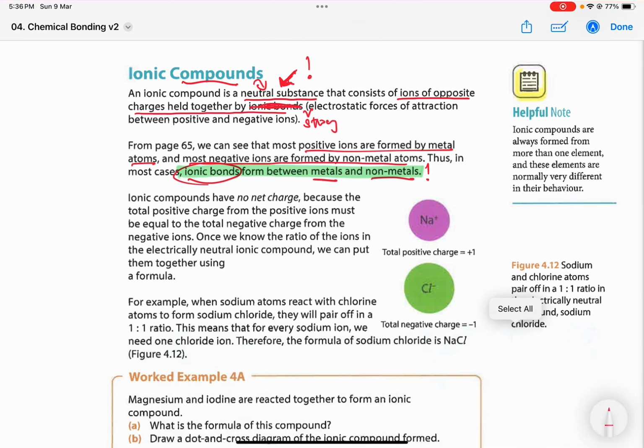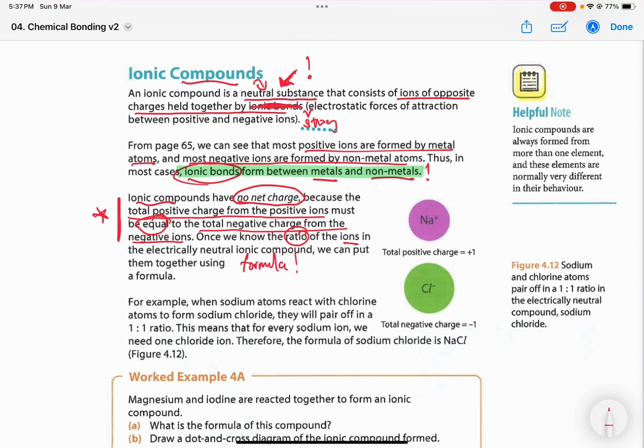Now, back to this whole neutral substance. Why ionic compounds are neutral substances is because ionic compounds have no net charge. Overall, the charge is 0. Why? Because for your compound to form, the total positive charge from the positive ions must be equal to the total negative charge from the negative ions. Okay, and because of this concept, this principle, we will be able to know what's the ratio of the ions. Okay, we can actually form the formula.